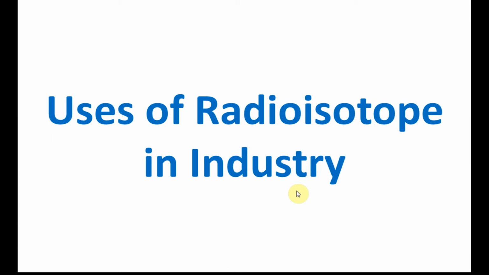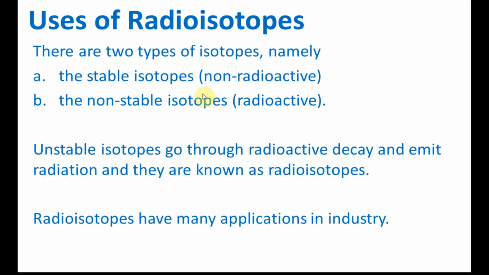We have just discussed the types of radiations, so let's proceed to the uses of radioisotopes, and let's start with the uses of radioisotopes in industry. There are two types of isotopes: the stable isotopes, which are not radioactive, and the non-stable isotopes, which are radioactive. The unstable isotopes go through radioactive decay and emit radiations, and they are known as the radioisotopes. And radioisotopes have many applications in industry.